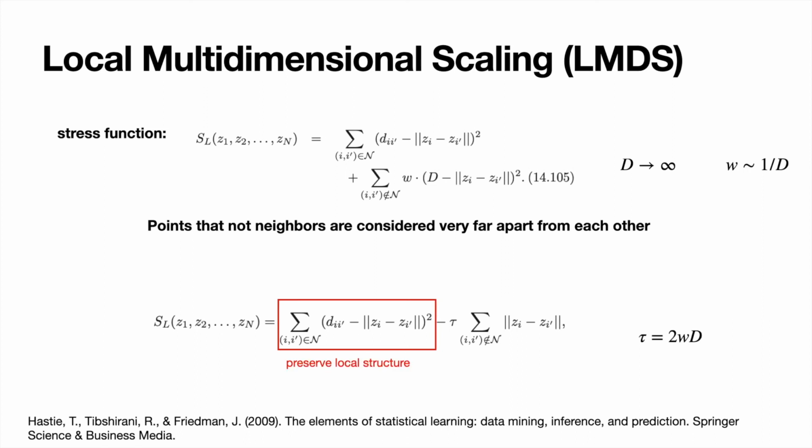Now we can see in the stress function, the first part preserves the distances between points that are k nearest neighbors. It's the local structure. And in the second part, the non-neighbor points become farther away after the effect of the parameter tau.